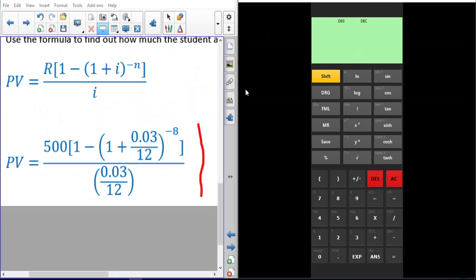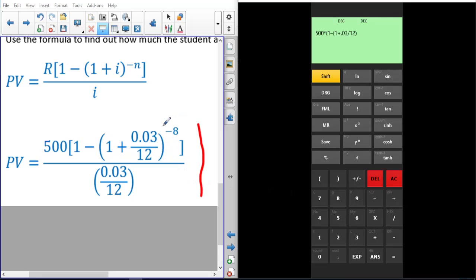Okay, so I've got my calculator up right now. Hopefully you can see that okay. I'm going to start by typing in the top of the fraction here. I'm going to go 500 times bracket. Now, on some calculators you don't need to write the multiplication symbol between the 500 and the bracket. Some you do. I'm going to include it just in case. Okay, 500 times bracket 1, subtract, open a new bracket, 1 plus 0.03 divided by 12, close the bracket.